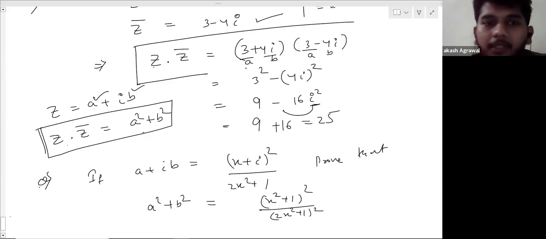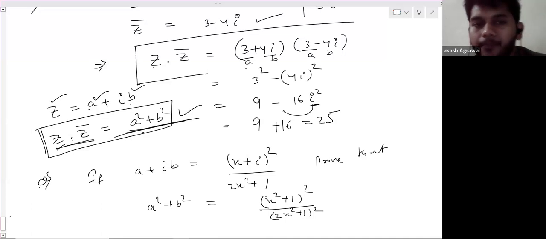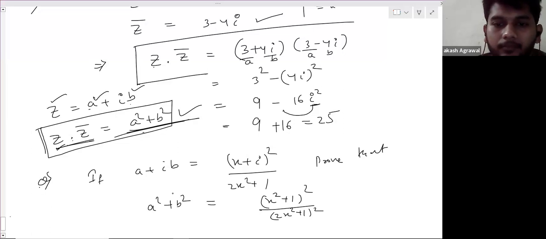All right. We did conjugate in the last class, and please remember this property: if z is a plus ib and you find z multiplied with z bar, the conjugate of z, you get a square plus b square. All right. Please note it down. Then try to solve this question. I'll give you 2 minutes.